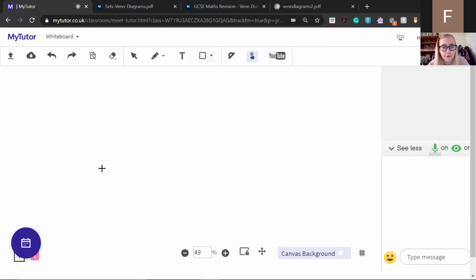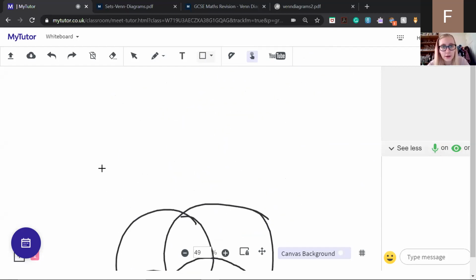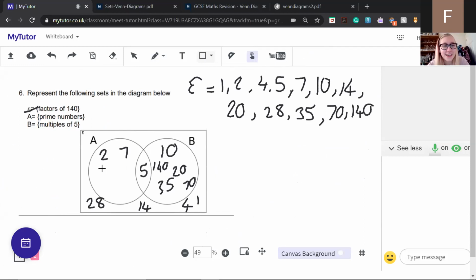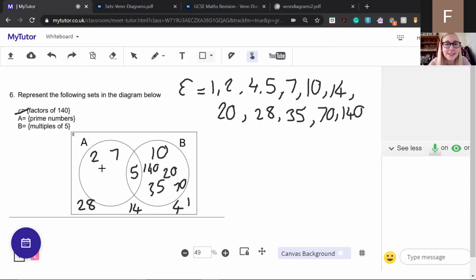Someone has said, oh my gosh, I've lost where I was writing. Oh no, I found it. Someone said, why are there only 2 circles? That's because we don't have another circle for factors of 140. That's our domain, right? That's just the numbers that we're working with. So we don't need another circle for that.